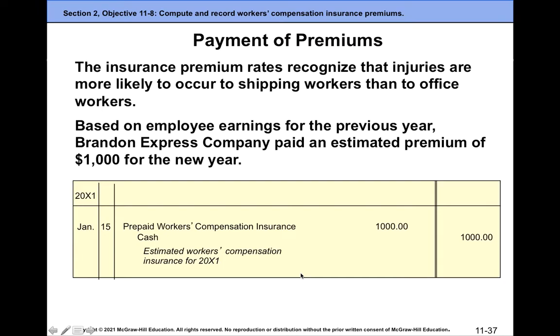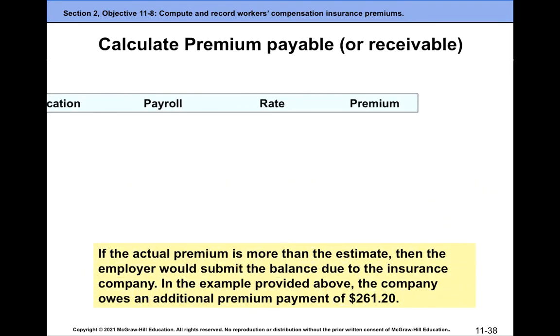So in the beginning of the year, we simply made an estimated premium payment of $1,000. It's based on employee earnings from the previous year. So on January 15th, it went into prepaid workers' compensation insurance. Look at this. This is not insurance expense. It's a prepaid insurance account, right? And I sent a check, cash. So I thought I would owe $1,000.